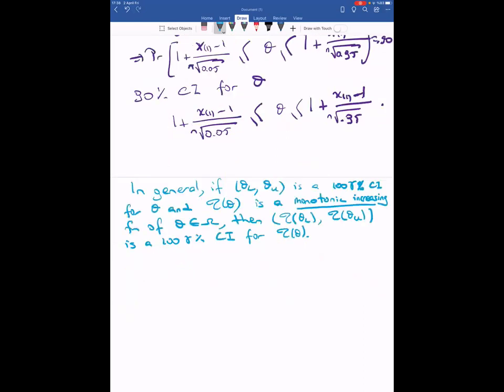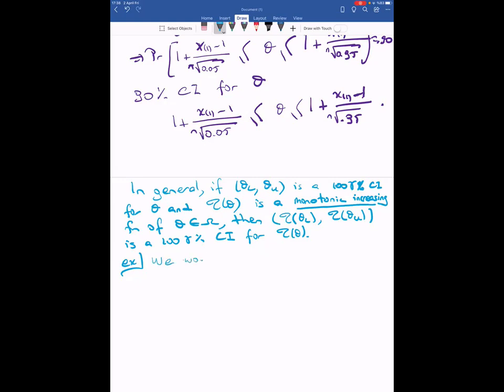The reverse is also true. Let's say we find the confidence interval for a function of theta, but we want to find the confidence interval for theta, and theta is a monotonic increasing function of that function of theta. Then we can easily apply the same thing. Okay, so the example is based on this.